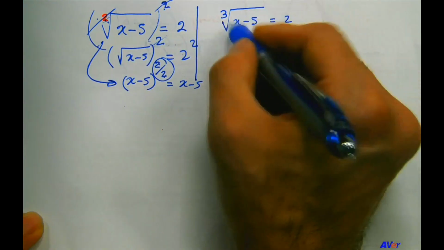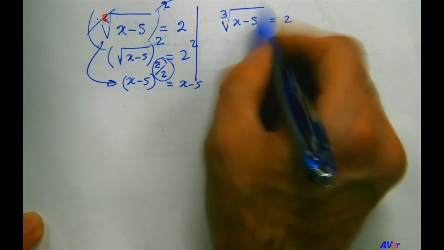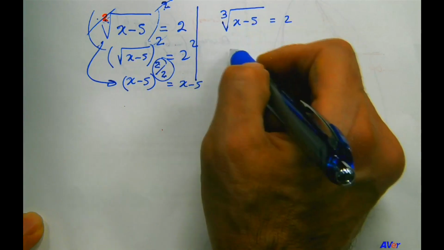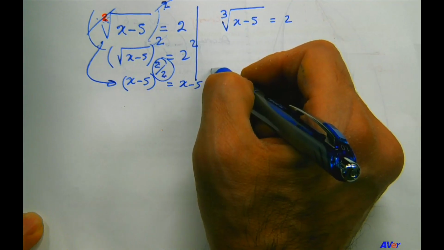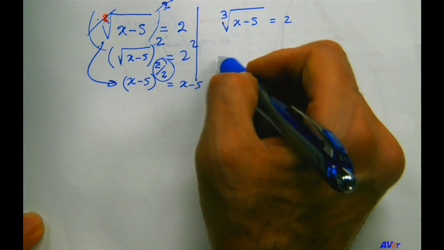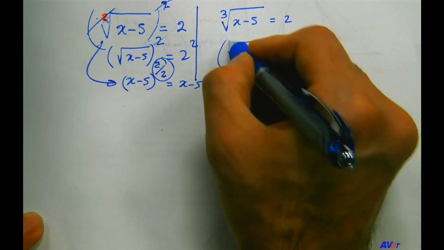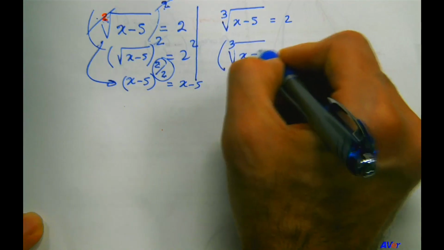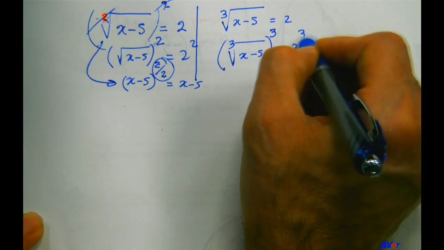So if we have a scenario like this, then to get rid of the radical expression, we must raise both sides to which power? What would be the appropriate power to raise both sides to? 3, right? It should be equal to the index. So we would say the third root of x minus 5, cubed, equals 2 cubed.